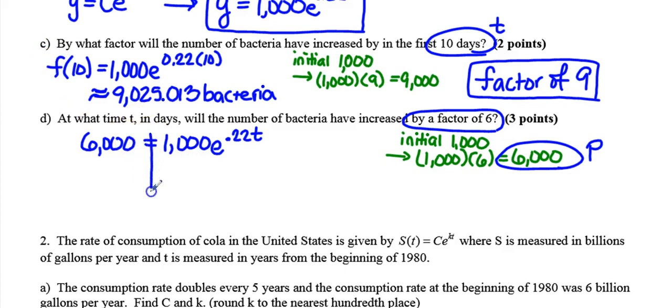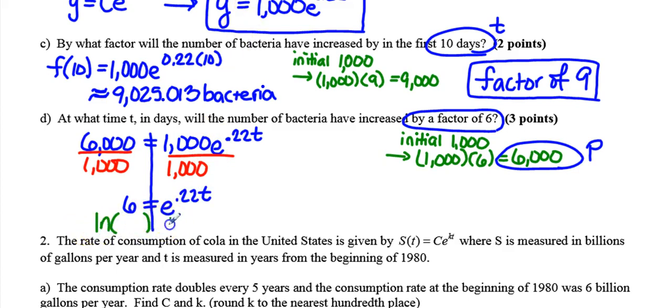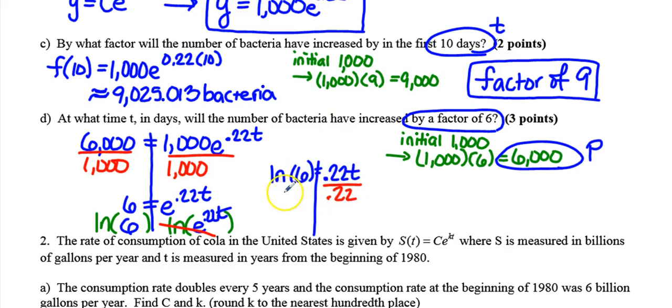So to finish solving this, I'm first going to isolate the exponential term. So it's going to mean I divide both sides by 1,000. So that will become 6 equals e to the 0.22t. I will take the natural log of both sides. So this becomes natural log of 6 equals, natural log and e are inverses of each other, so those cancel, equals 0.22t. And then to finish, I will divide both sides by 0.22.